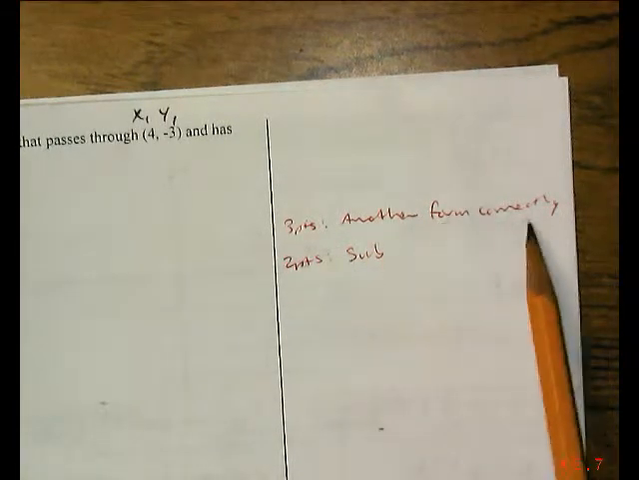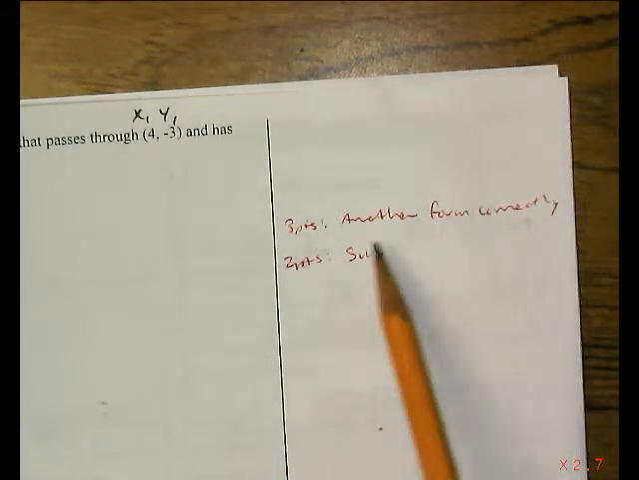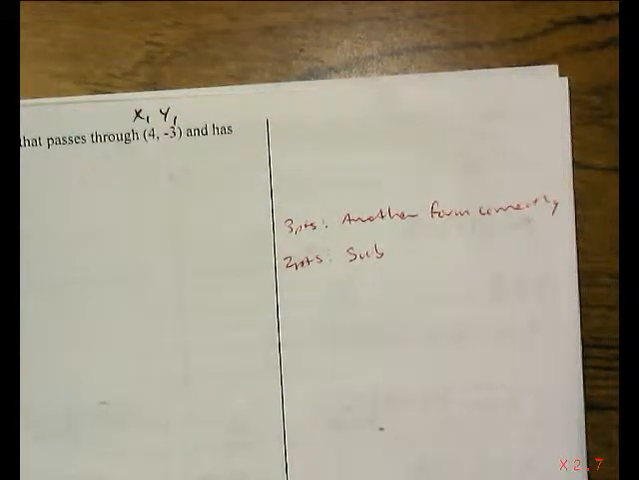So I give you 3 points out of 4 if you have another form correctly, such as slope-intercept or point-slope, and I give you a total of 2 points if you substitute correctly.